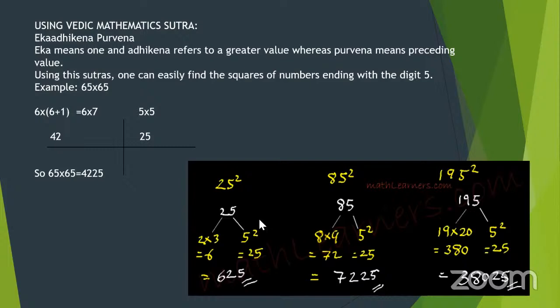These are very simple techniques. In seconds, we'll be able to calculate the square of 25, the square of 35. Can anyone say what is the square of 95, using this technique, Ekadikena Purvena Sutra? 9025. Yes, exactly.